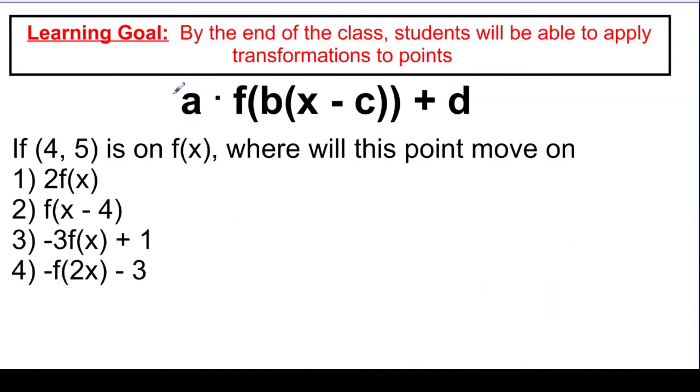If I give you this function with the point 4 comma 5, there's again this random function f of x, and there's this point 4 comma 5, and I'm taking a look at each of these different functions. These are different ways that I could transform the original function, doing slides and reflections and stretches and all of those things. We want to know where 4 comma 5, that specific point, is going to end up when I do all of these transformations. Let's start with the first one. It has only one transformation happening. I have this 2 out front. 2 is an A value.